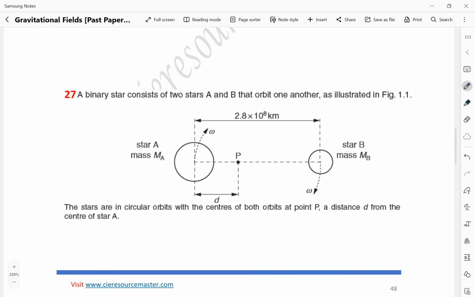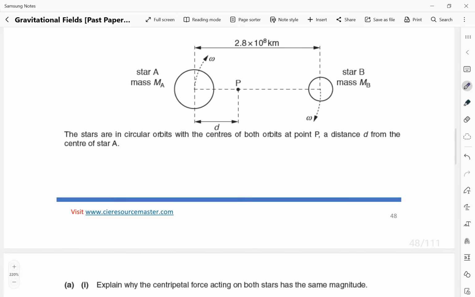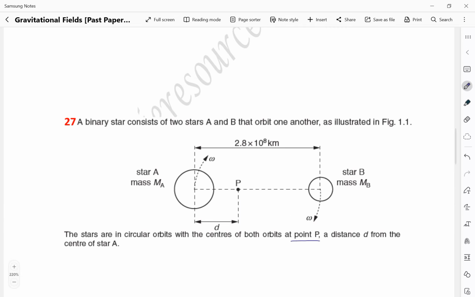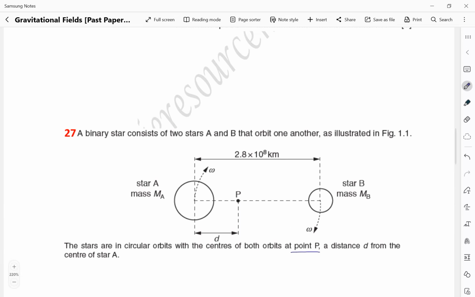A binary star, binary means two, consists of two stars A and B that orbit one another, as shown. The stars are in circular orbits with the centers of both orbits at point P, a distance d from the center of star A. Explain why the centripetal force acting on both stars has the same magnitude. These are binary stars orbiting one another.